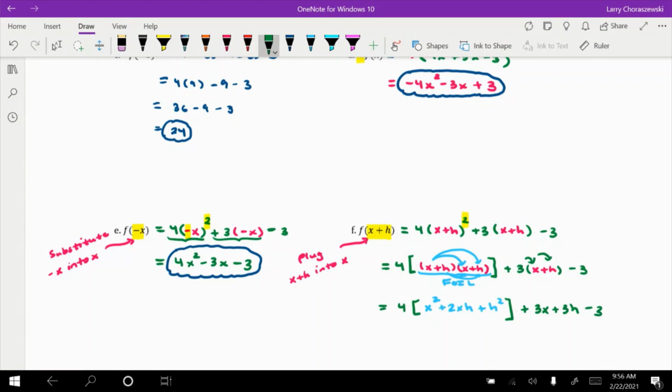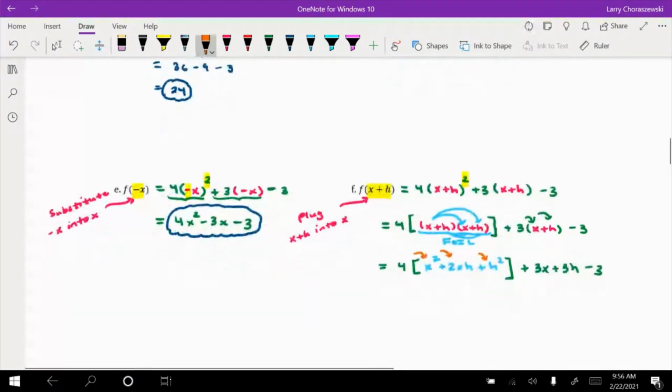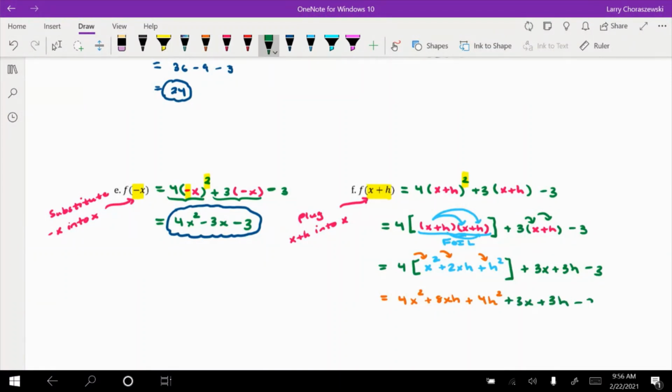We still have brackets though, so in this next line of math that I'll do, we'll want to distribute 4 to clear the brackets. We end up getting 4x squared. 4 times 2 gives us 8, so 8xh, and then 4 times h squared gives us 4h squared, and then plus the rest.